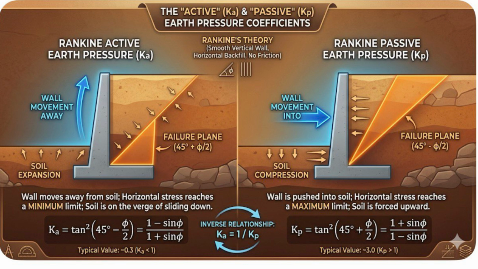Whether a wall stays upright or collapses depends entirely on which direction the structure is moving and how the internal friction of the soil particles, defined by the angle phi, reacts to that movement.